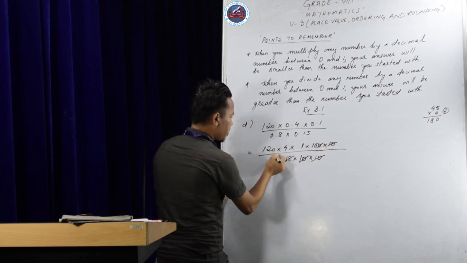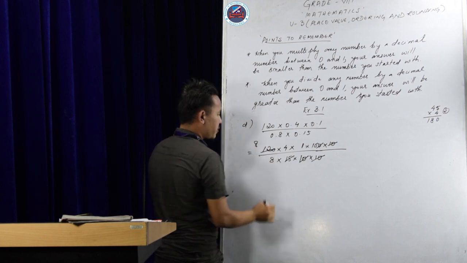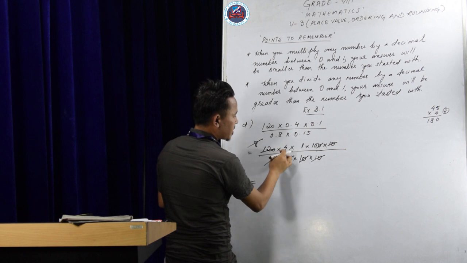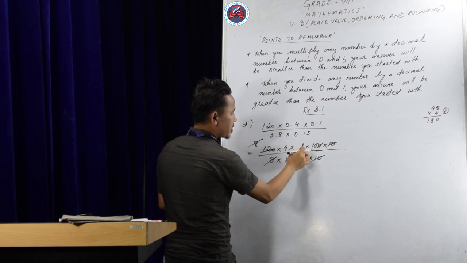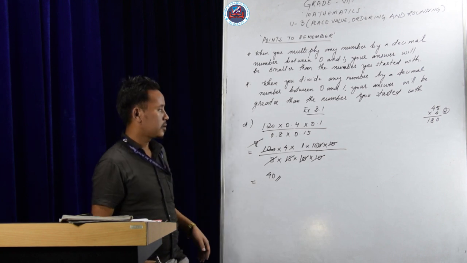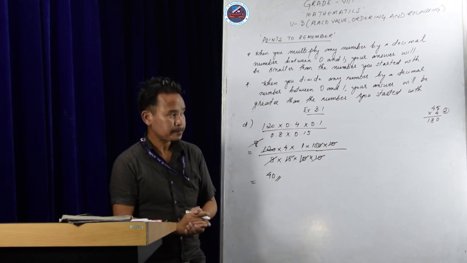Right? 15, 8 times gives us 120. 8 and 8 can be cancelled. 4 1 times gives us 4. 4 10 times gives us 40. Okay, that's it for 3.1.